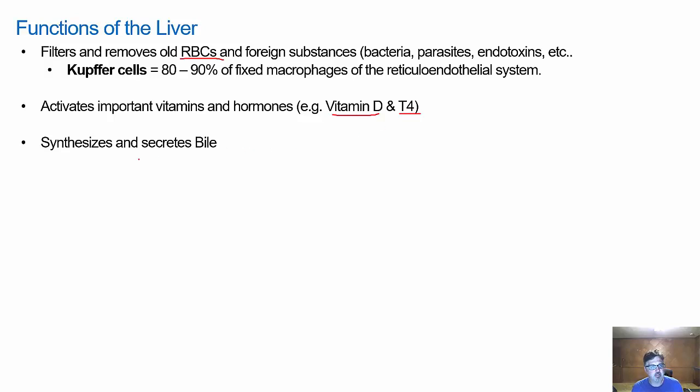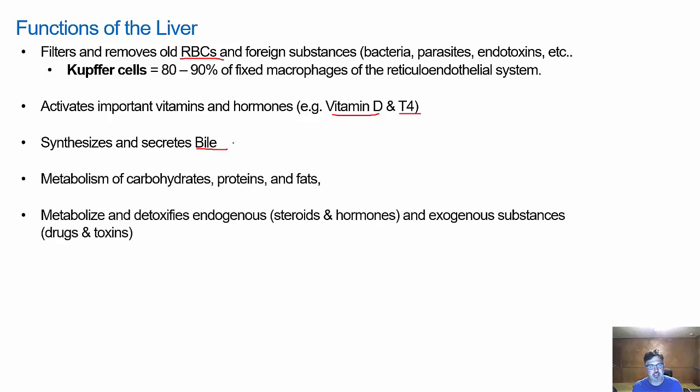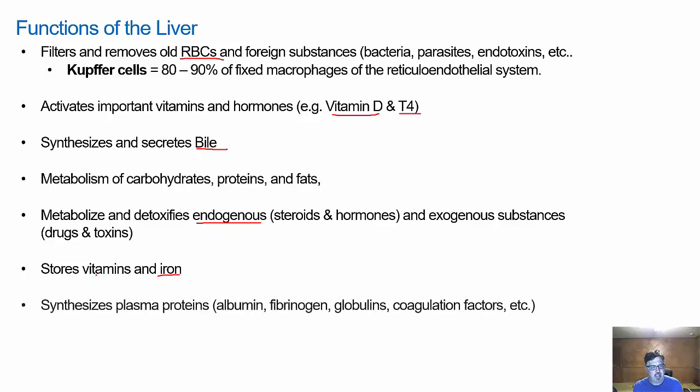In terms of digestion, the liver's main role is to synthesize and secrete bile. It's also going to have a role in metabolizing carbohydrates, proteins, and fats. In addition, it's going to play a major role in detoxifying both endogenous substances, things that our body makes like steroids and hormones, as well as exogenous substances, drugs, toxins, and so forth. The liver is also going to have a major role in storing iron and storing different vitamins like vitamin A and vitamin B12. We'll also see its role in plasma protein synthesis.